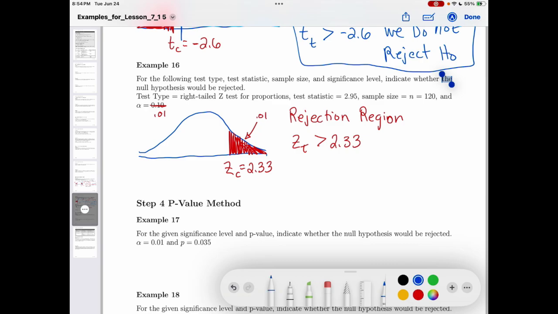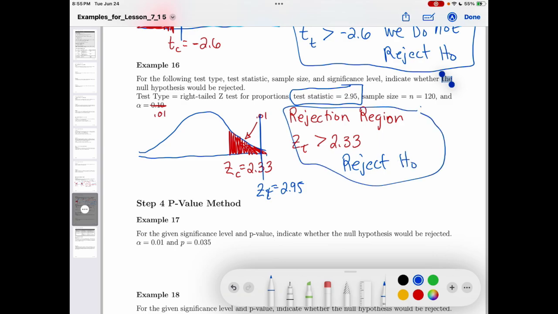Now, looking at our test statistic, it is 2.95, so it definitely falls in this area. That's definitely bigger than the 2.33, so we are definitely going to reject the null hypothesis because it does fall in the rejection region.